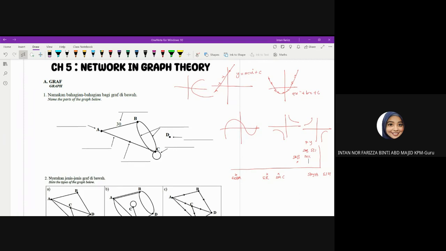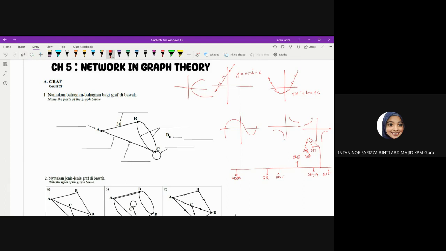All right. So all the schools, the buildings, are called vertices, and these schools are connected by lines. These lines are called edges. So these are actually networks, and this is what we are going to learn in Chapter 5. Before we go further, we are going to look at the parts of the graph.